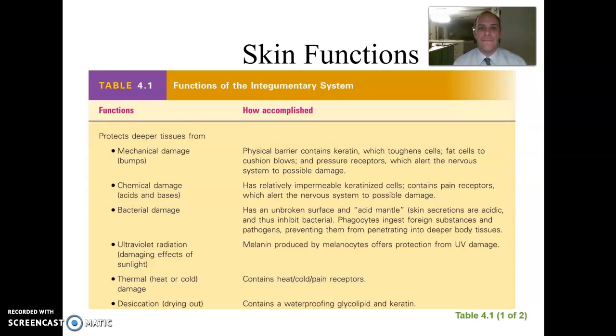The skin is magnificent. You just take advantage of it because we don't think much about it. But it is truly fascinating how the skin works. Now on the right-hand side, you see how it's accomplished. So what I would do in your notes is set up a chart just like this, a T-chart. Functions, how accomplished. Boom, boom, right through. I'd list mechanical damage and I would abbreviate what happens over here on the other ones. All right, make sure to do that and then go to the next slide.